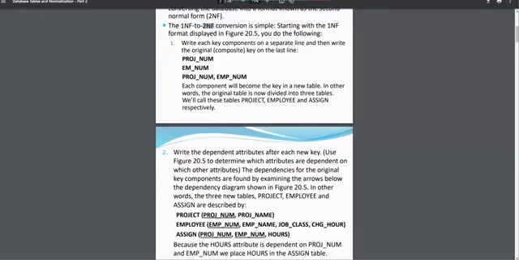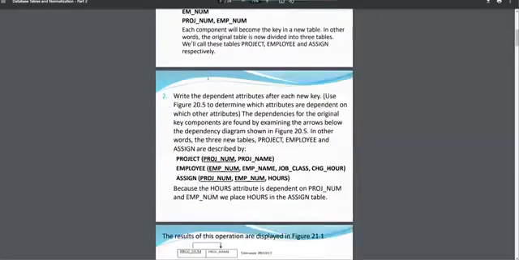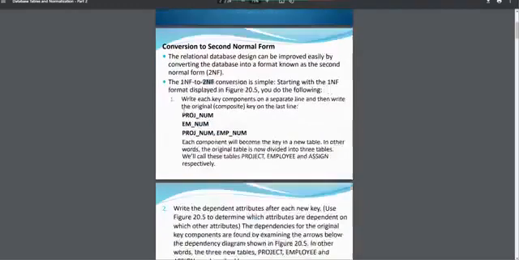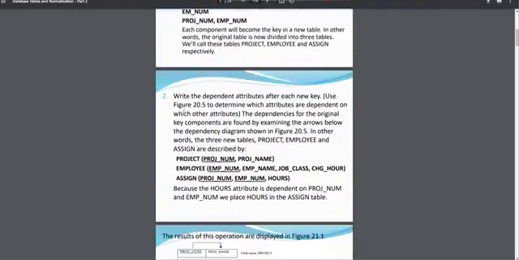You know what partial dependencies are? Then you should be able to recognize that there are partial dependencies and provide solutions for removing them. These are the actions you should be able to take while converting a table which is in first normal form into second normal form, right?